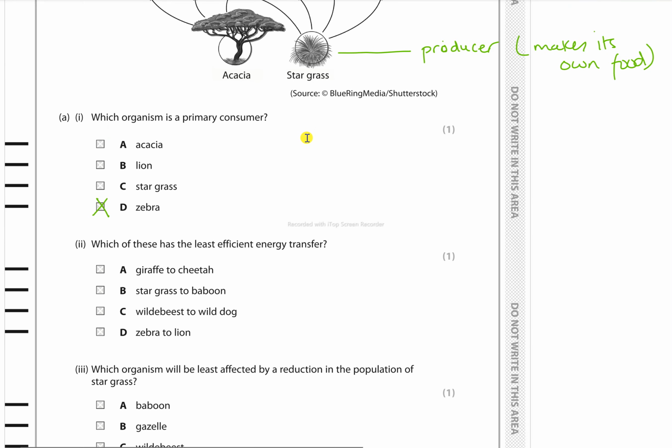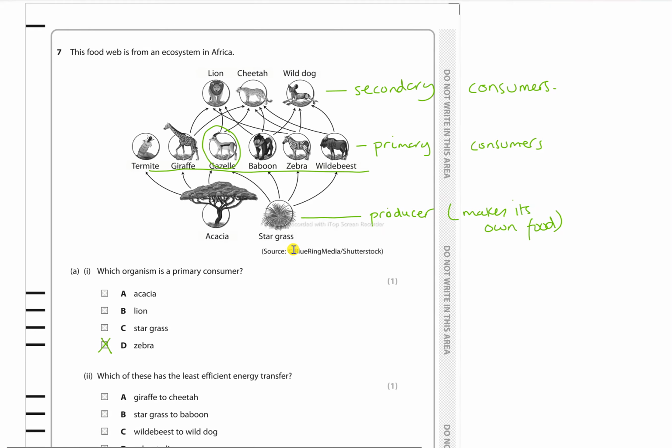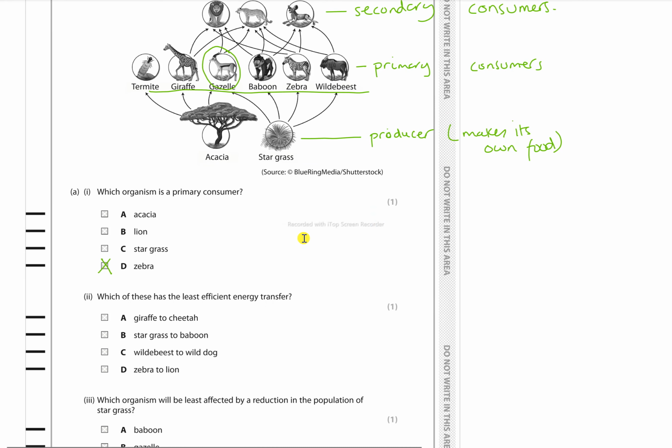Giraffe to cheetah. Stargrass. Okay, this is right. Let me just try to make it a bit smaller so I can see, because this is causing me a lot of headache. Right, let's try this then. So they're saying from giraffe to cheetah. Right, they're saying that's one of them. Then you've got star to baboon. Then you've got wild beast to wild dog.